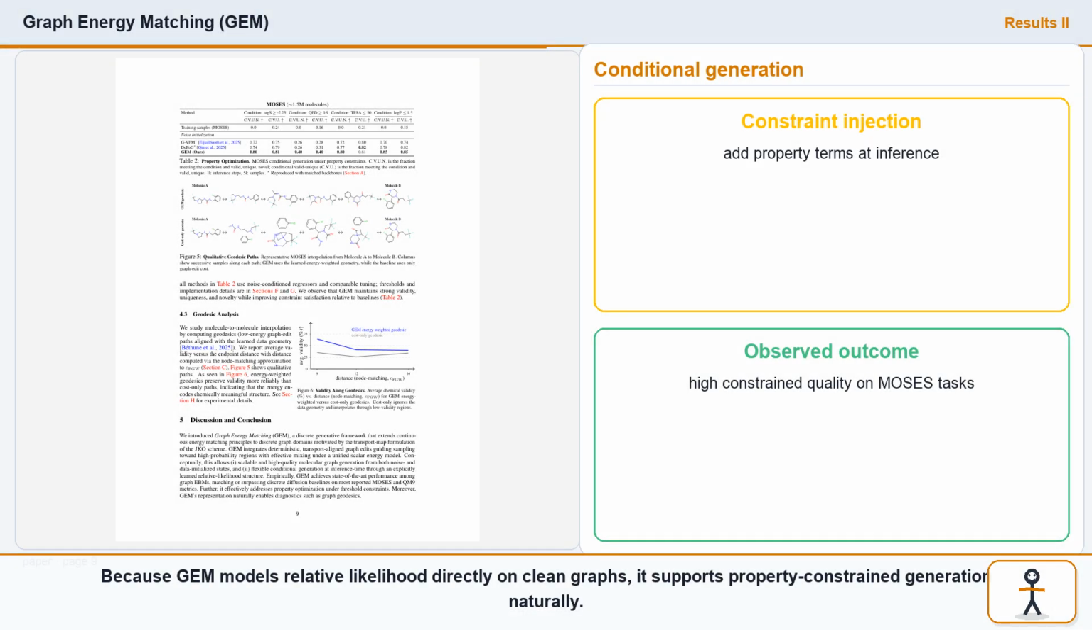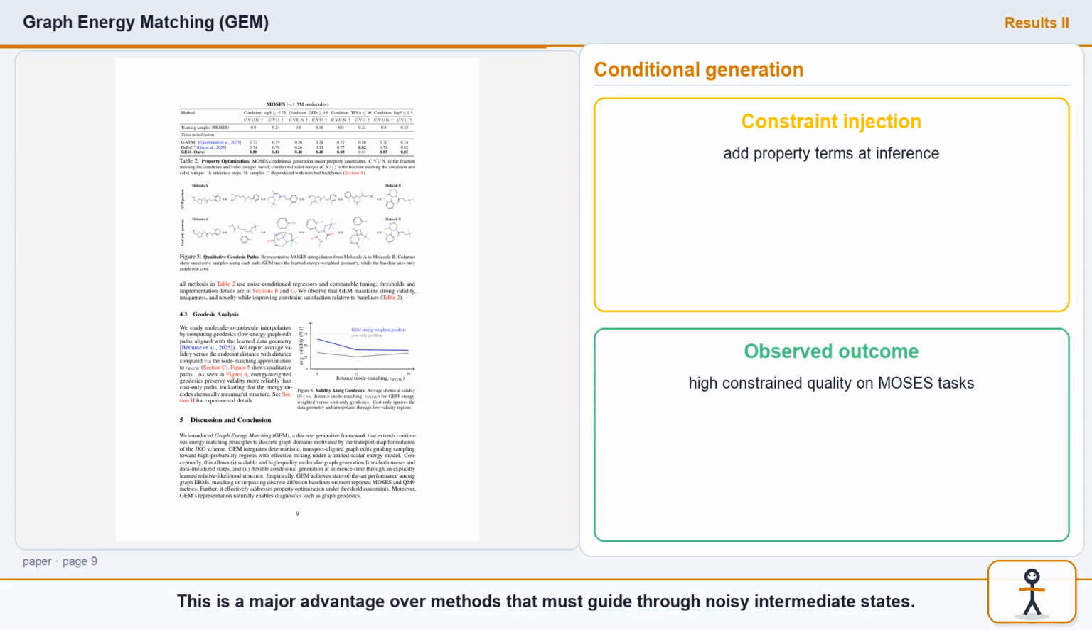Because GEM models relative likelihood directly on clean graphs, it supports property-constrained generation naturally. The paper evaluates conditions like log P, log S, QED, and TPS and shows strong constrained validity and uniqueness. This is a major advantage over methods that must guide through noisy intermediate states.